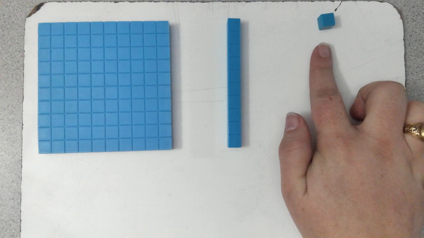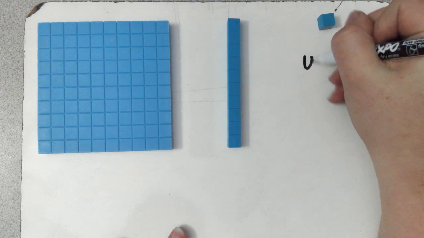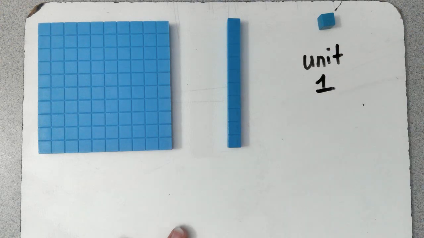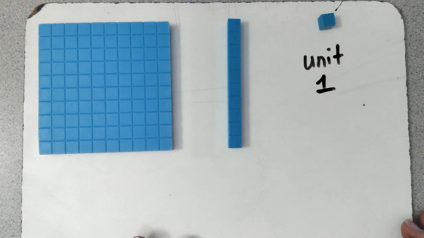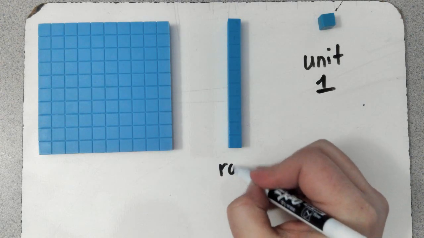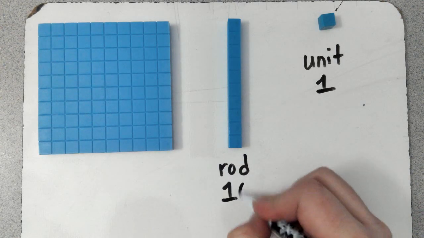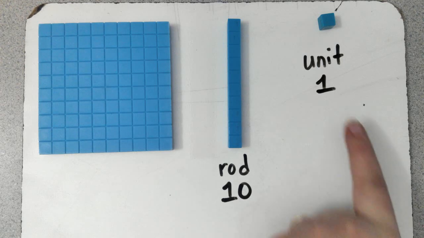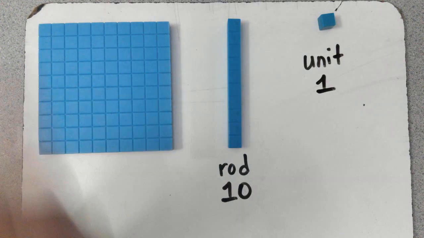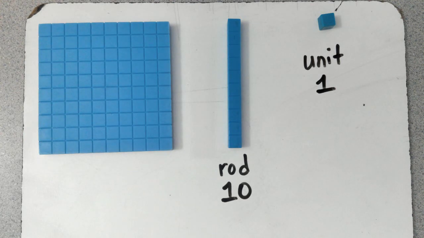So this little guy right here, he is called a unit. And he stands for 1. His value is just 1. And then we've got this guy. He's called a rod. And his value is 10. And we talk about how if you take 10 ones and stack them on top of each other, like you can see, it becomes a group of 10, or a rod.